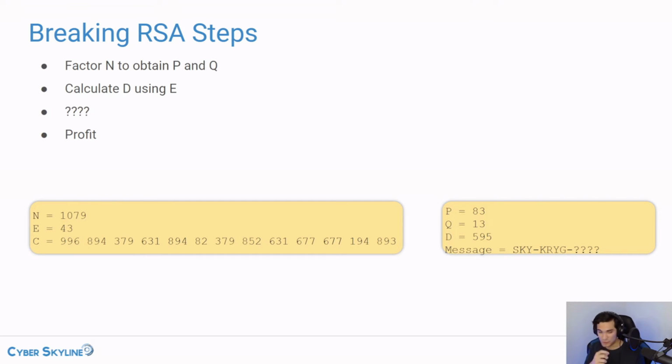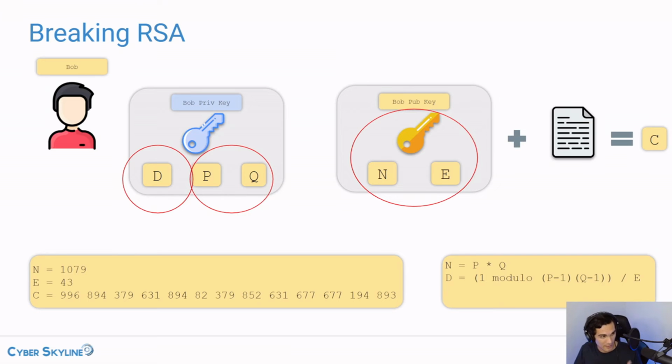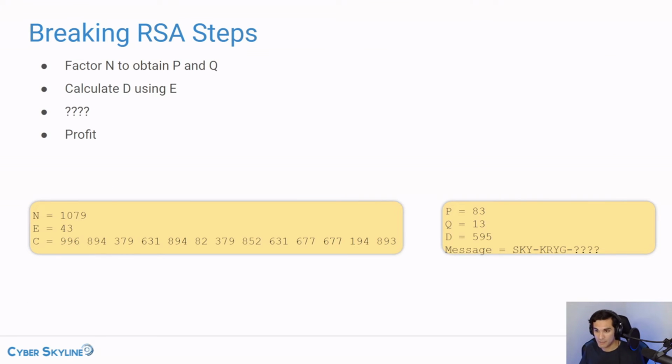And what I'm doing as well is showing you my work here, that at the end of what I'm going to show you, we're going to have P, which is going to be 83, Q, which is going to be 13, D is going to be 595. And then now that we've got P, Q, and D, going back to the previous slide, P, Q, and D is everything we need for the private key. Now we can decrypt the message.